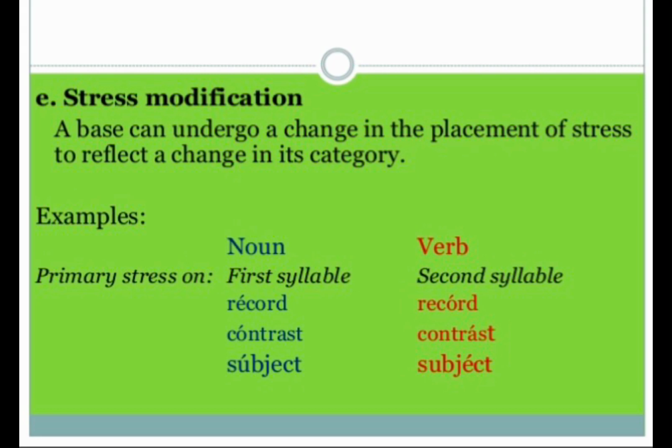Stress modification. A base can undergo a change in the placement of stress to reflect a change in its category. For example, from noun to verb. For a noun, the stress is on the first syllable, and for a verb, the second syllable. Let's try. Record, record. Contrast, contrast. Subject, subject.